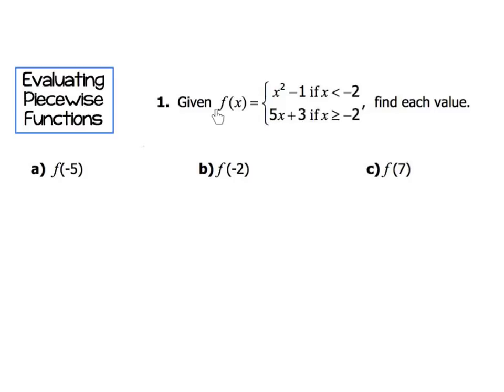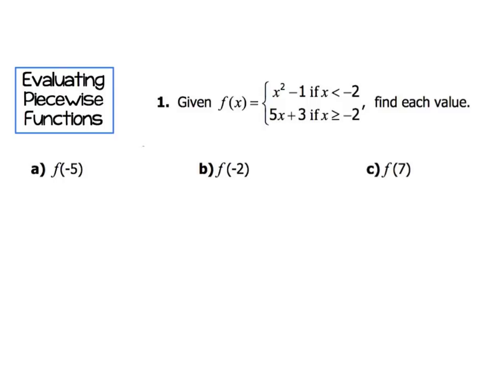Alright, so if we're given this piecewise function, we want to find each value. So for example, for part A, we're saying f of negative 5. So we want to know the output of the piecewise function when our input is negative 5. So when x is negative 5, which one do we want to use? So we look at our domain. This one's saying when x is less than negative 2. This one's when it's greater than or equal to negative 2. Well, negative 5 would be less than negative 2. So we're going to use this function right here to evaluate this part of our piecewise, all right?